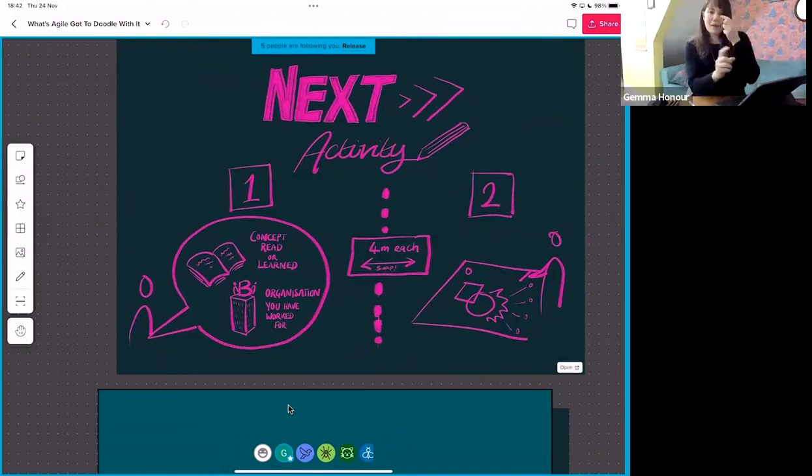And the other person is then going to talk about a concept that they've read or learned, or an organisation that they've worked in. And then the other person is going to listen very carefully. Don't go straight into doodling. Start listening a little bit first and turn that into a picture.